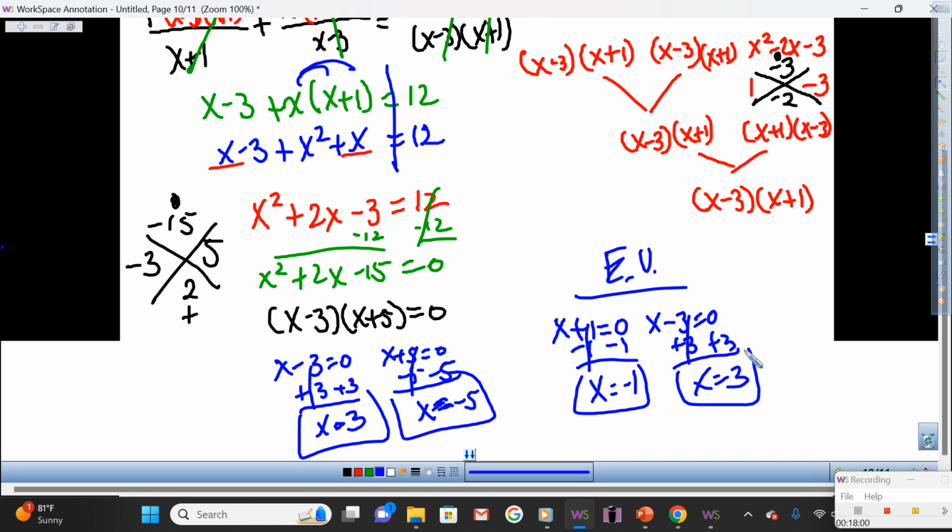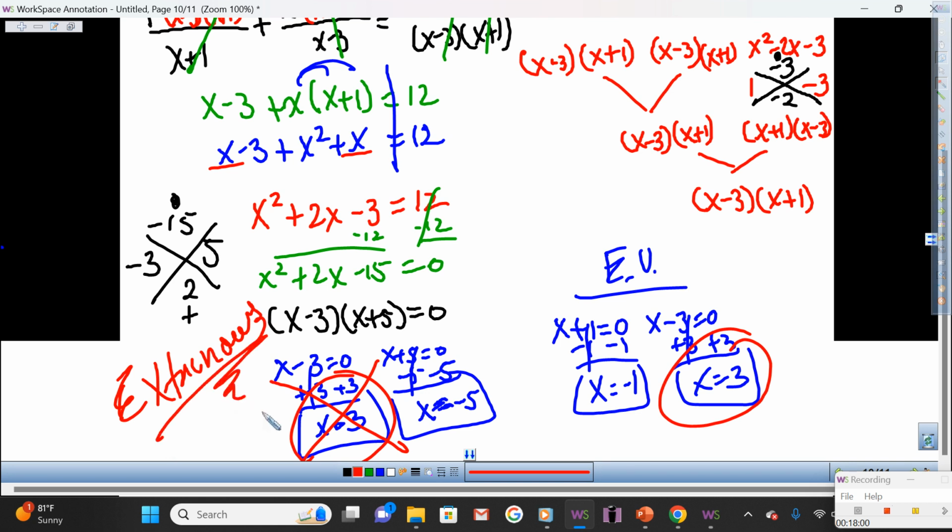Look up. Question. Do we have any solutions that are part of the excluded values? Yeah, which one? This one. There it is. So that means we cannot use that one. It's known as extraneous.